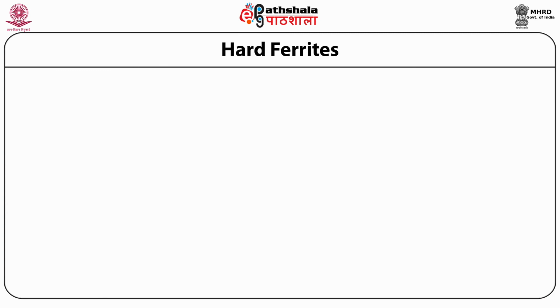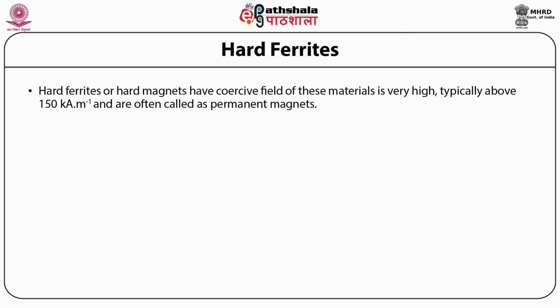Now let us discuss the properties of hard ferrites. Hard ferrites or hard magnets have a high coercive field, which is typically around 150 kiloampere per meter, and they are often called permanent magnets. This is because these materials are able to withstand any demagnetizing effects that may arise either internally or externally.